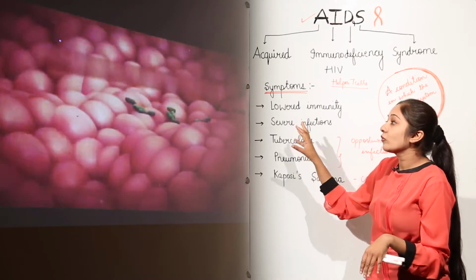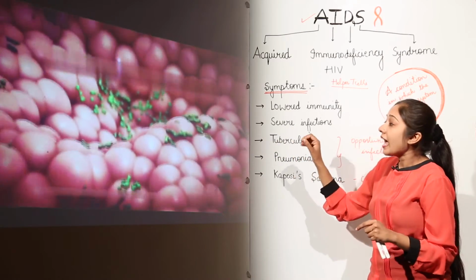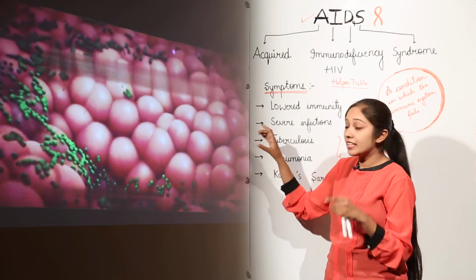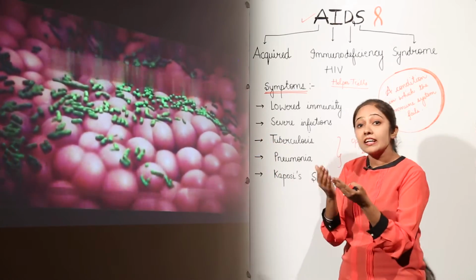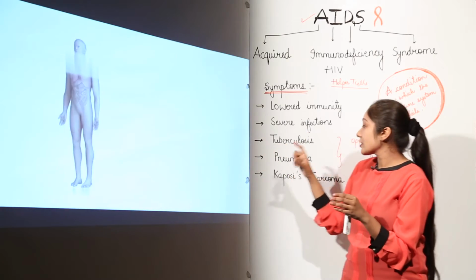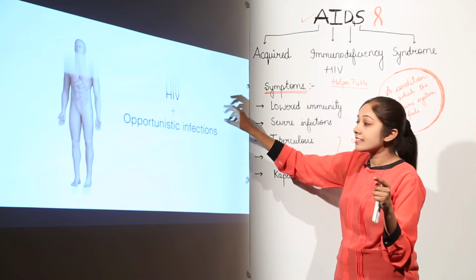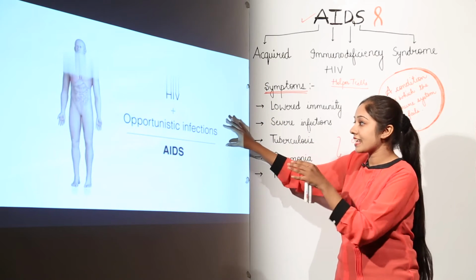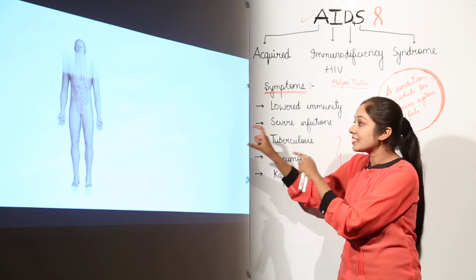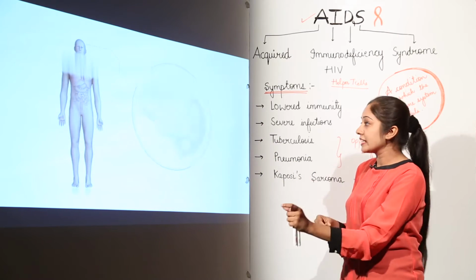So finally, they reduce the number of lymphocytes also. And as a result of this HIV infection, many other infections also grow. They infect your body, and these infections are known as opportunistic infections. So when HIV infection is there along with some other opportunistic infection, these are actually causing AIDS. You will see the symptoms of AIDS in this case, that is acquired immunodeficiency syndrome.